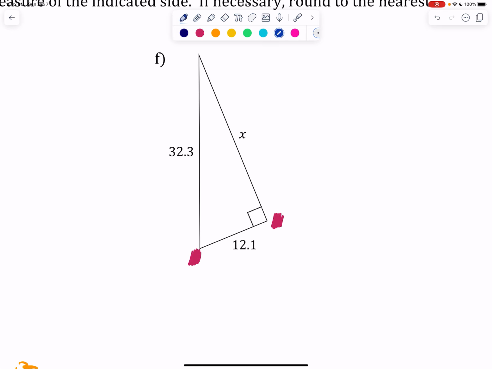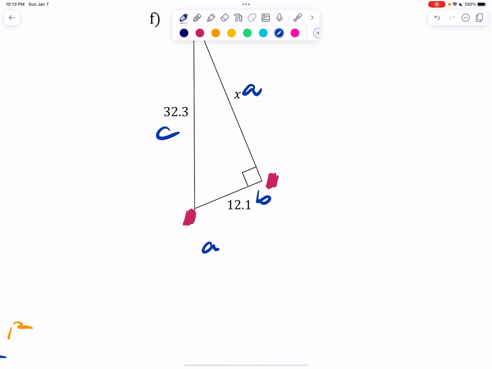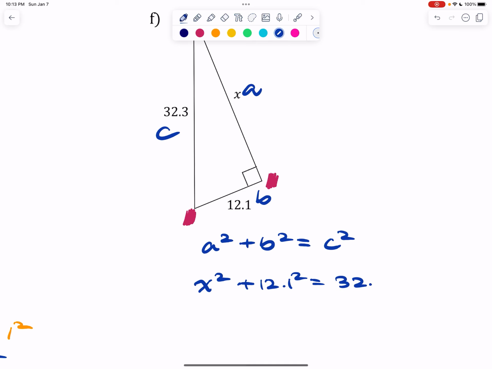Alrighty, firing up video. C has to be the longest side. It's not one of these two sides because those two sides make up the 90-degree angle. It has to be the other one, which leaves the other two as A and B in whatever order. So, A squared plus B squared is equal to C squared. X squared plus 12.1 squared is 32.3 squared.